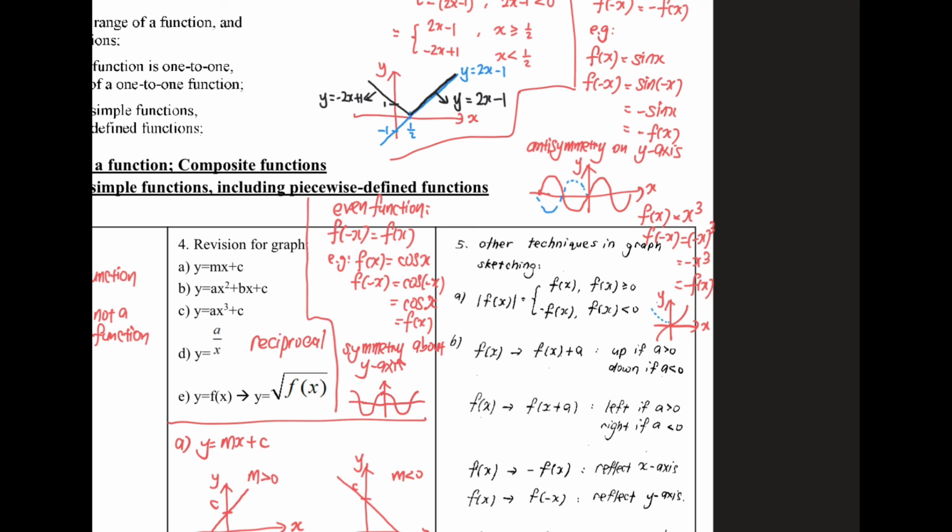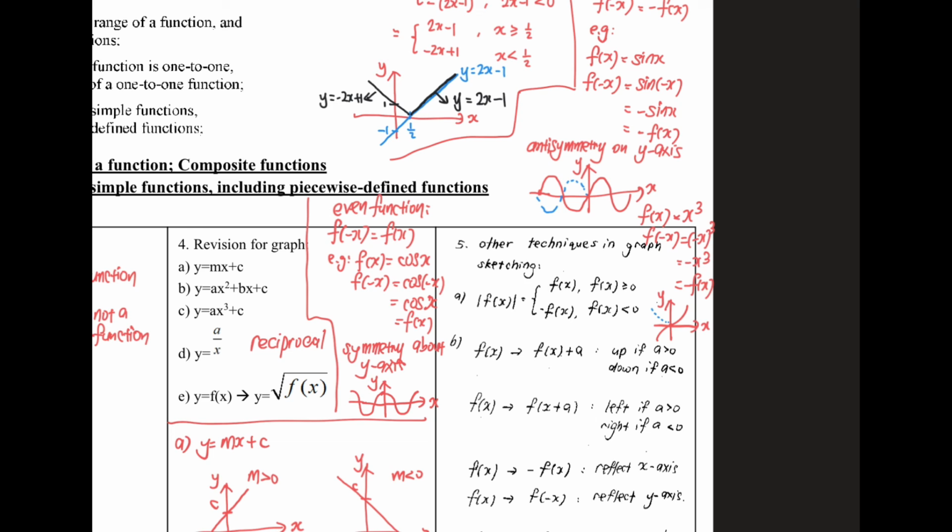So this is called symmetry. The graph on the left hand side of the y-axis is symmetric with the graph on the right hand side of the y-axis. So this is symmetry.